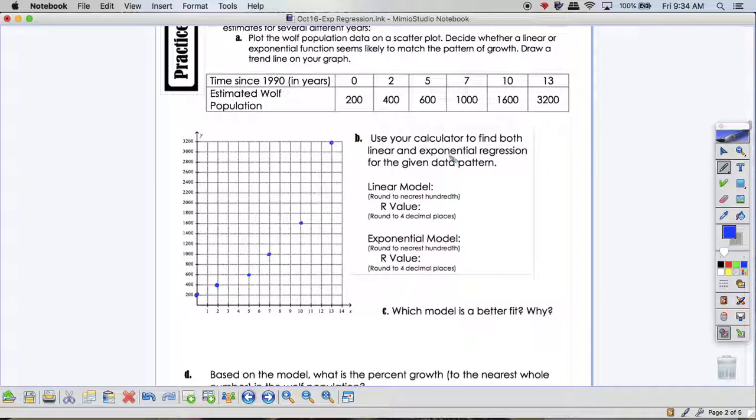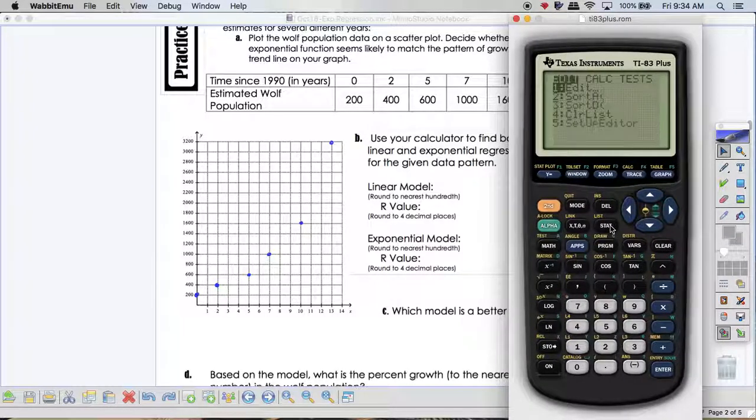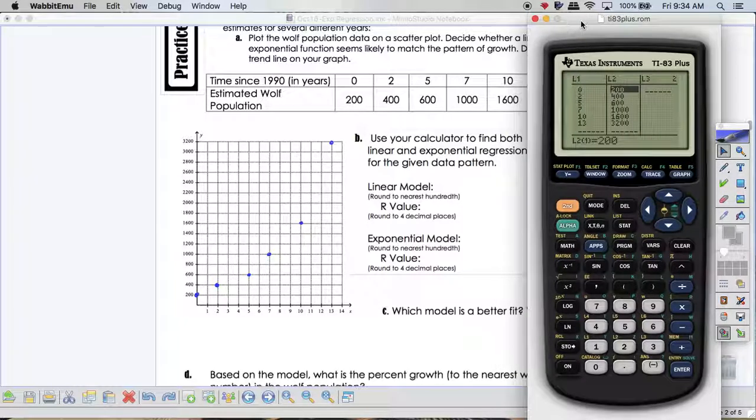It says to use your calculator to find both the linear and exponential regression. So we already know how to find the linear regression, and you got that toolkit out to help you. As a reminder, we're going to press Stat, Edit, and type in these numbers into the table. Okay, to get the linear regression, we press Stat, go over to Calc, press 4, and Enter.